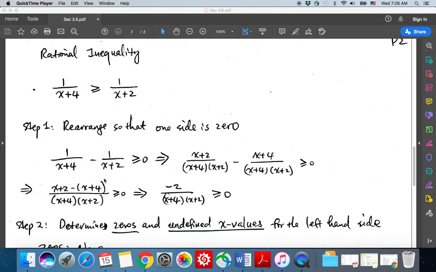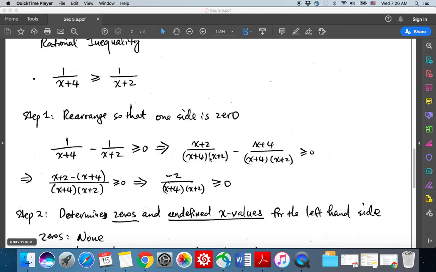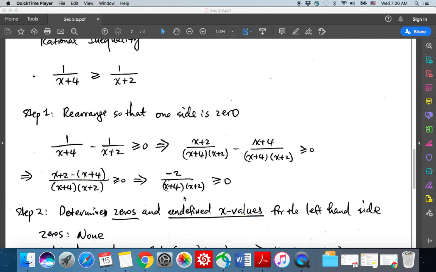To combine the left-hand side, we're going to determine the least common denominator. In this case, it's going to be the product of x plus 4 and x plus 2. So we multiply x plus 2 to both the top and the bottom of the first rational term, and x plus 4 to the top and the bottom of the second rational term, so that they have the same denominator, and we can combine these two terms together by subtracting the numerators. Simplify it further. This gives us this rational inequality in standard form.